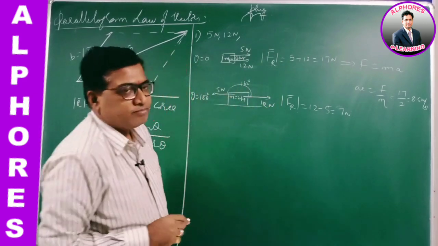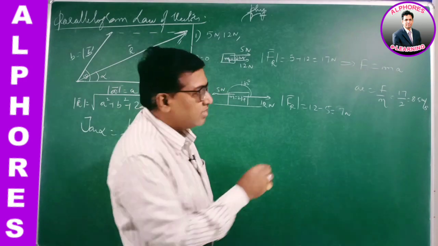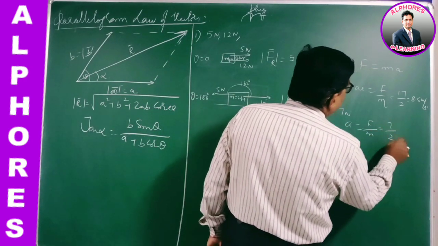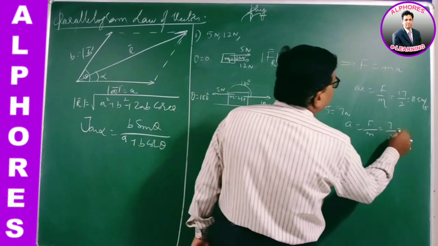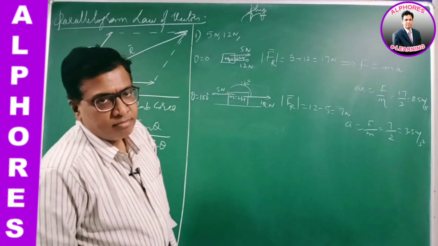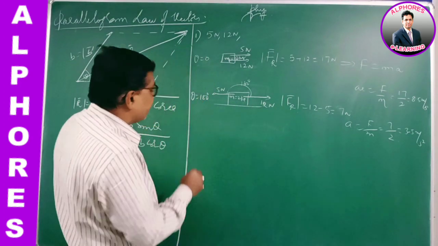5 and 12, two vectors, 5 Newton, 12 Newton. So the resultant is 7 Newtons. Now the acceleration is force by mass. So it's 7 by mass, which is 2 kg. So the answer is 3.5 meter per second square. So when two vectors are in opposite directions, the resultant is like this.